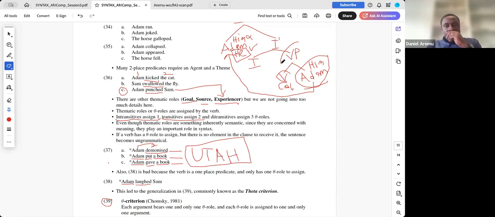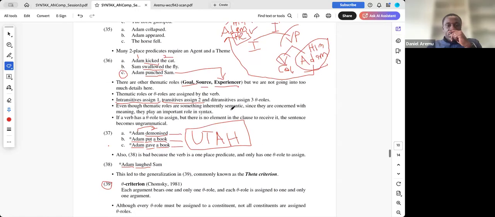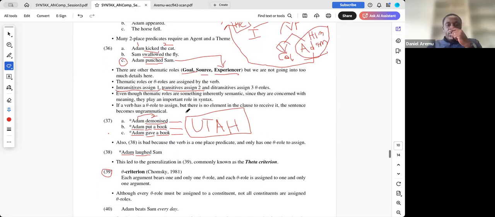So, let me see an example we can use. If we say Adam demonized Sam, for example, it's more like saying Adam caused Sam to be demonized. So there are languages that actually have a morpheme for that cause, to cause something to happen. When you are an agent, it means you cause something to happen.